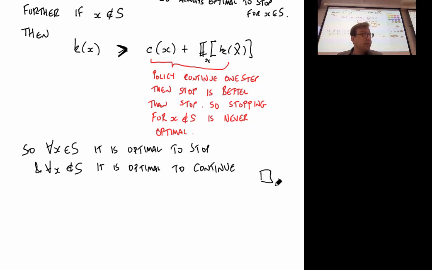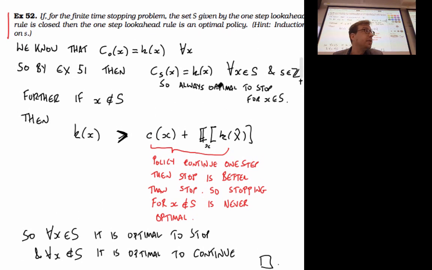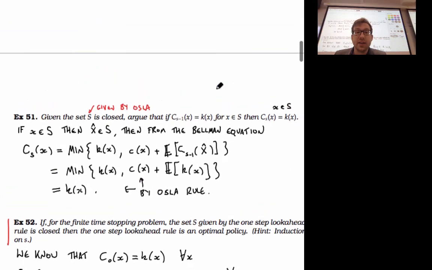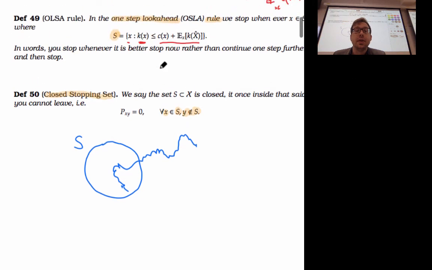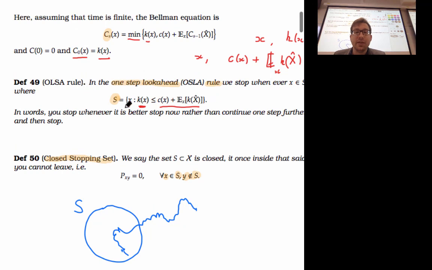Okay, so if you're asked a question with the one-step look-ahead rule, you've got basically two things to do. You have to specify what the stopping set is, and then show that that stopping set is closed. So once you enter the stopping set, you're never going to go back there again. You basically need to specify the set and then verify this closedness property. And once you've done those two things, then you're done. And you've got, I think, two or three questions on your exercise sheet to hand in to me next Friday, which ask you to essentially do that.